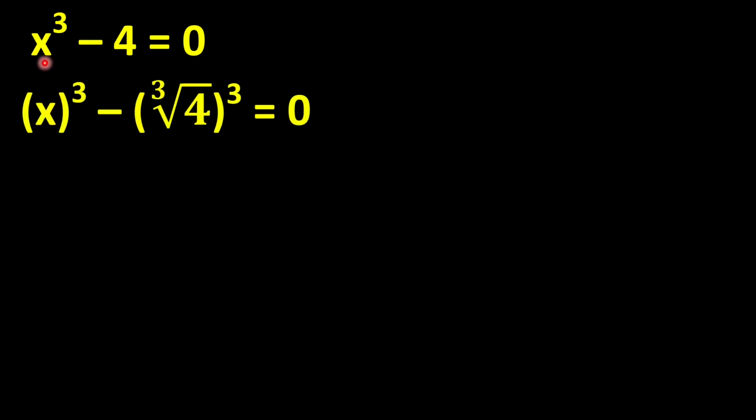So we can write this x cube minus 4 as x cube minus (cube root of 4) all power 3. Why? Because this is basically a cube root, so this cube root can be cancelled with this cube, so again it will become 4. So therefore we can write this 4 as (cube root of 4) all power 3, which is equal to 0.